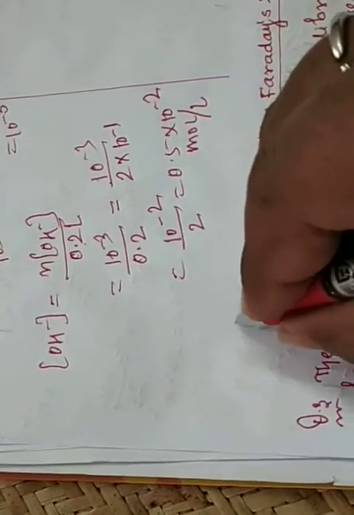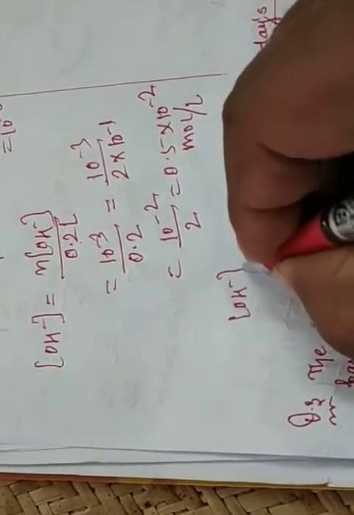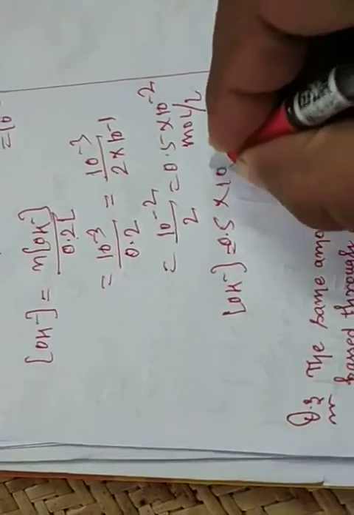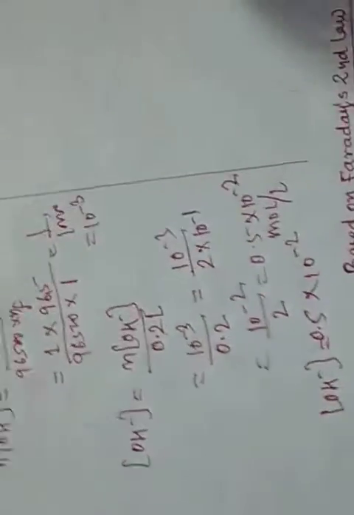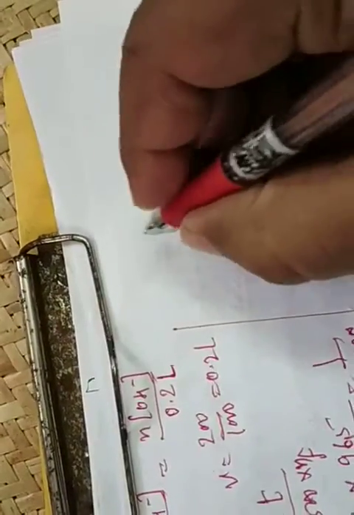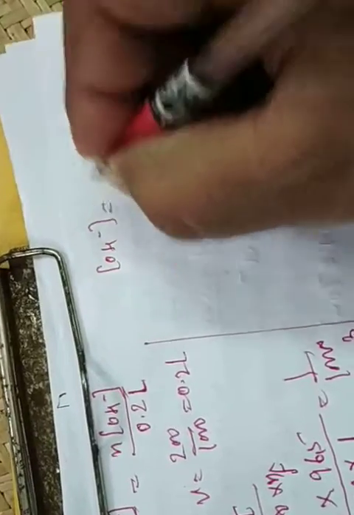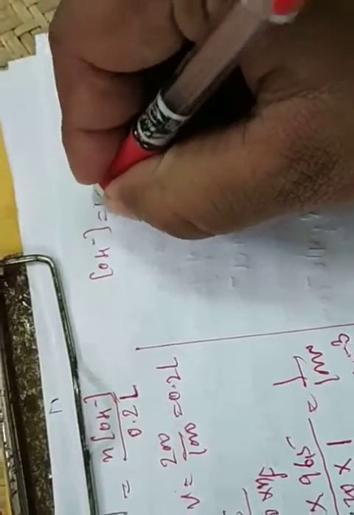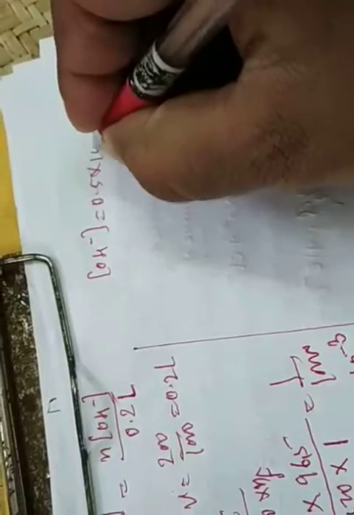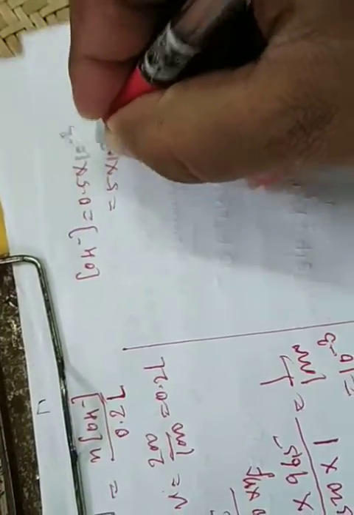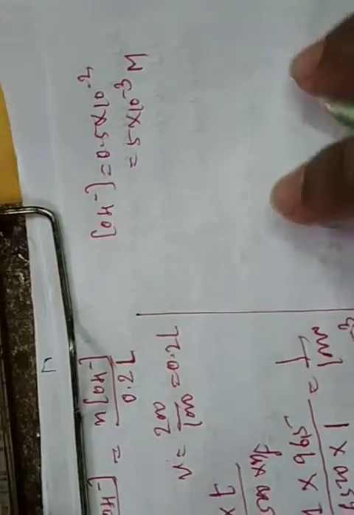Now here the OH concentration is 0.5 into 10 to the power minus 2. Okay. So now the OH concentration 0.5 into 10 to the power minus 2 is converted to 5 into 10 to the power minus 3. Clear? Molarity means mole per liter. Clear? The concentration is given.